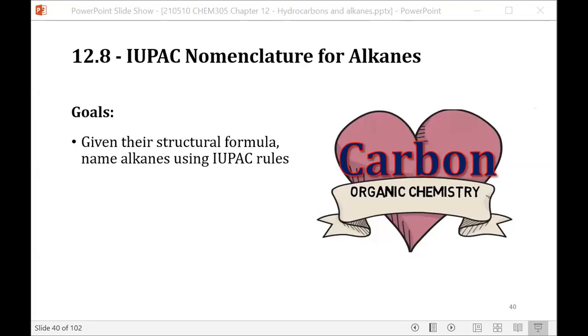Hey everybody, welcome back. This is section 12.8 on IUPAC nomenclature for alkanes. Our goals in this section are that, given the structural formula, to be able to name alkanes using the IUPAC rules.